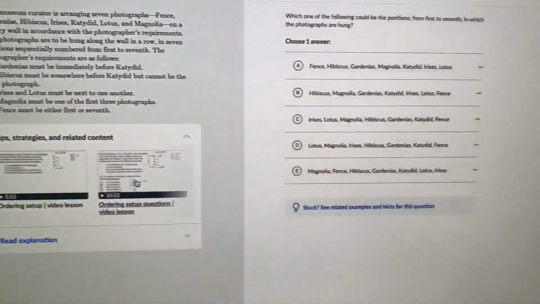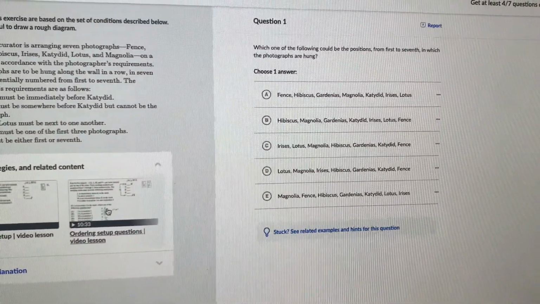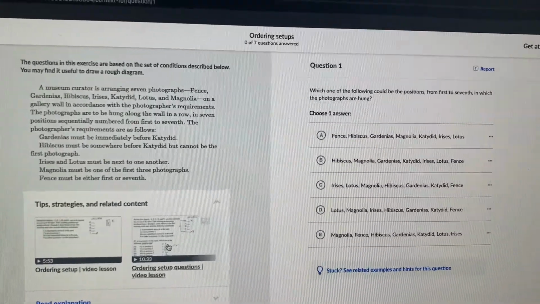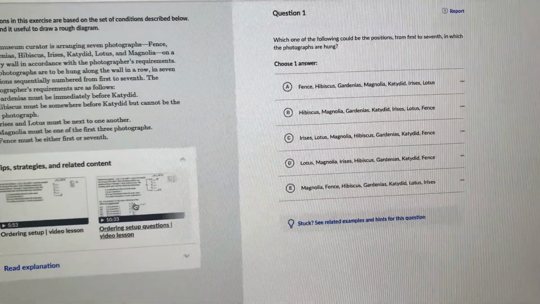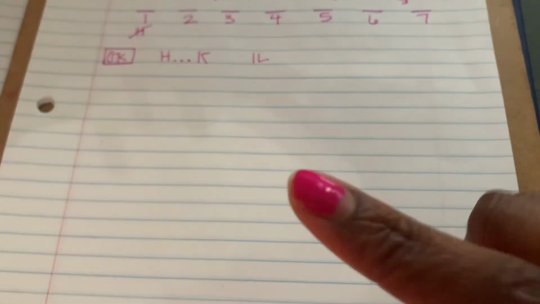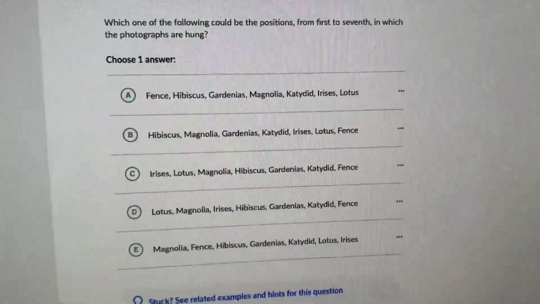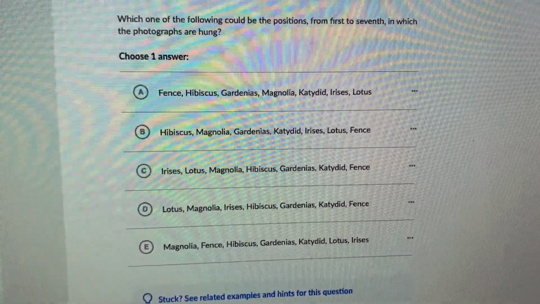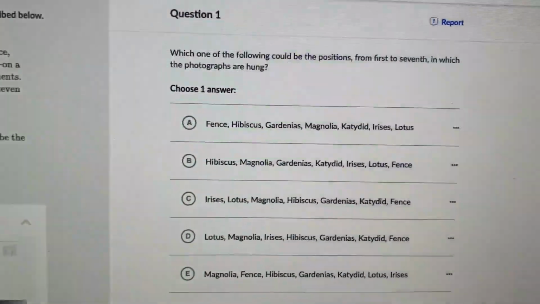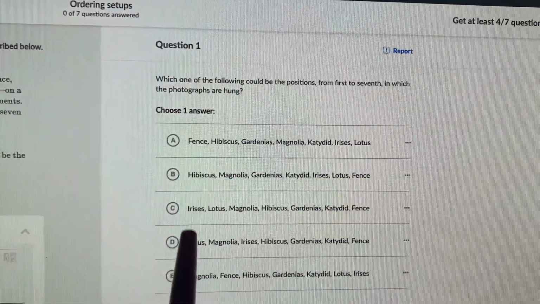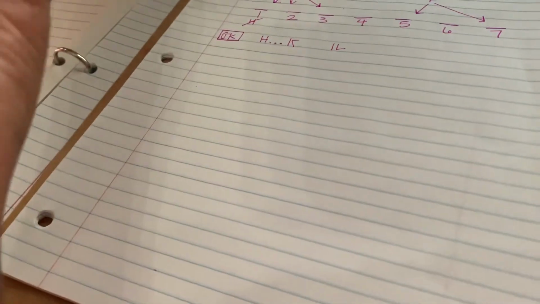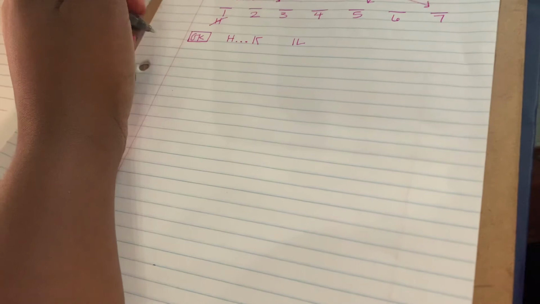Okay, moving on over here. The questions. Just so that we can better understand and see all this, I'm gonna put the answer choices on paper down here so we can follow along better. But the question says, which one of the following could be the positions from 1st to 7th, in which the photos are hung? And I'm just going to abbreviate these with the letters again. So I'm going to use a different color so I can recognize what I'm marking out.